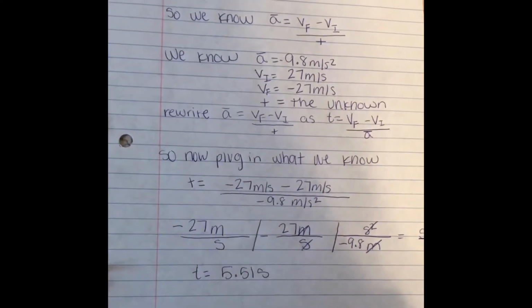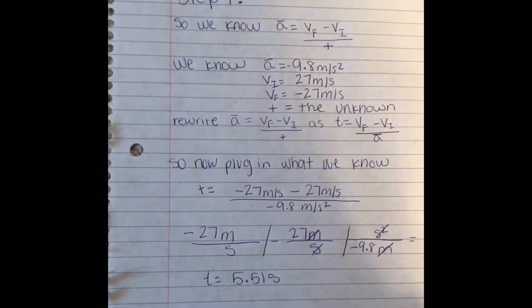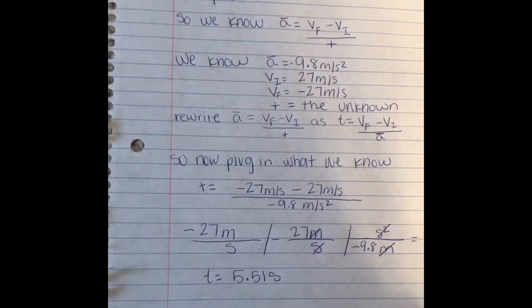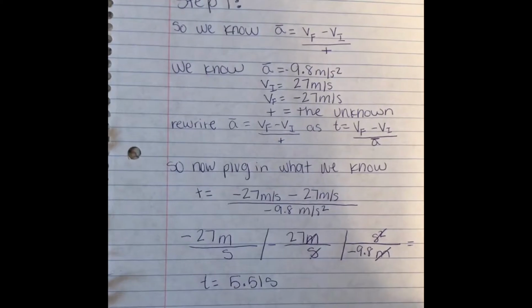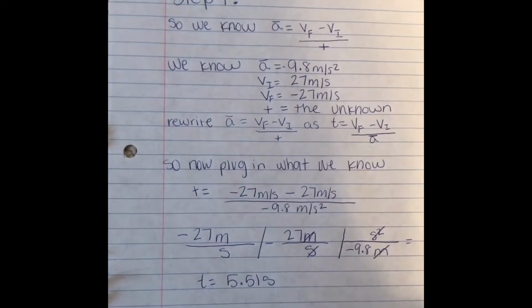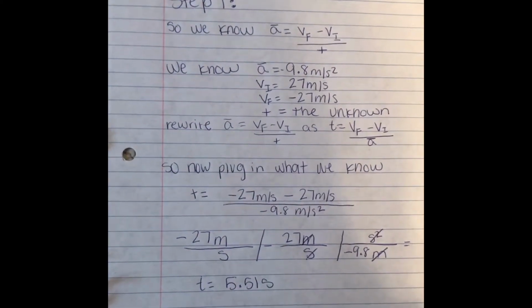However, the equation that we were taught in class is acceleration equals final velocity minus initial velocity over time. So we can rewrite that as time equals final velocity minus initial velocity over acceleration.